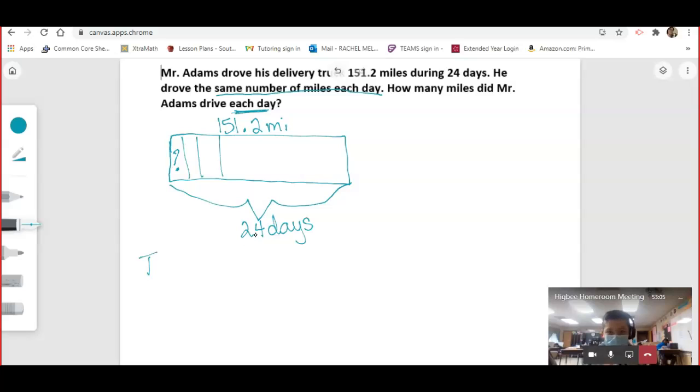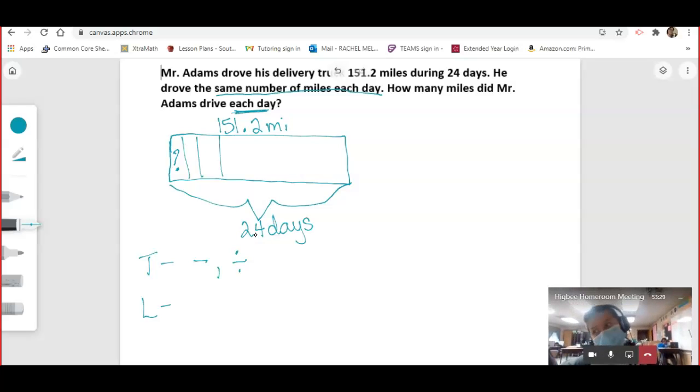All right, let's do our totals and labels. So everybody, do I have my total or am I trying to find it? You have it. So if I know my total, what are my options? Subtract or divide.